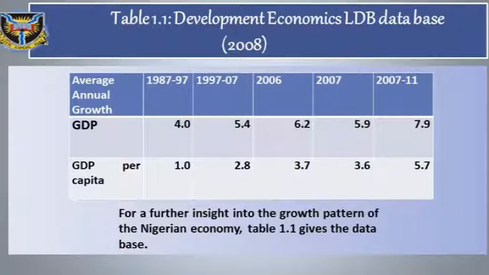In 2006, the average annual growth rate for GDP was 6.2 and for GDP per capita it was 3.7. In 2007, it was 5.9 for GDP and 3.6 for GDP per capita. Between 2007 and 2011, it was 7.9 for GDP and 5.7 for GDP per capita.